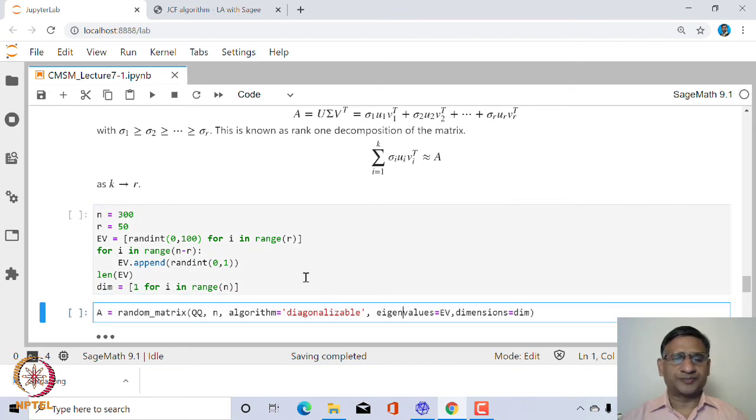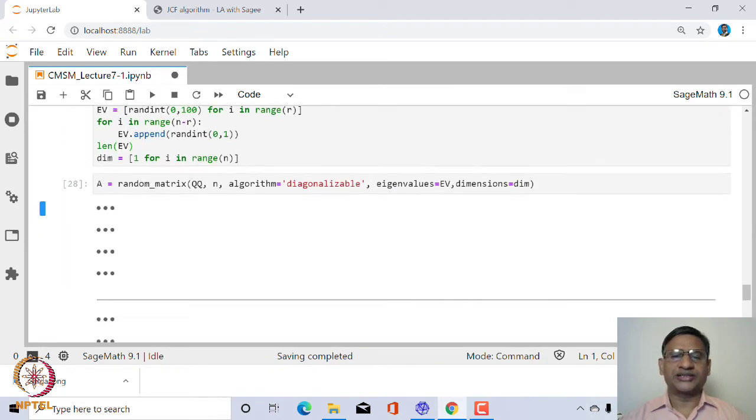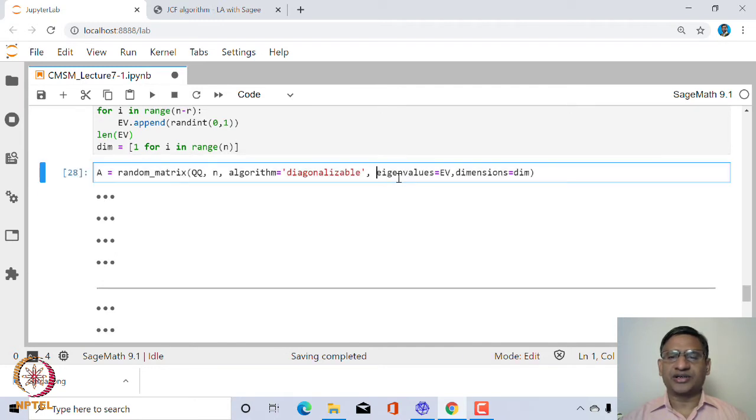So let us run this. This has an inbuilt method to generate a diagonalizable matrix with the eigenvalues mentioned in that. Of course, you also need to mention the algebraic multiplicity of each of these eigenvalues. In this case it says that the algebraic multiplicity of each of these eigenvalues is 1, therefore it is diagonalizable.